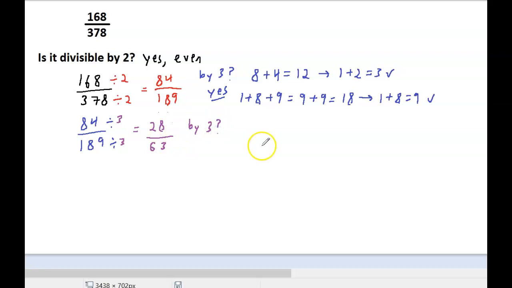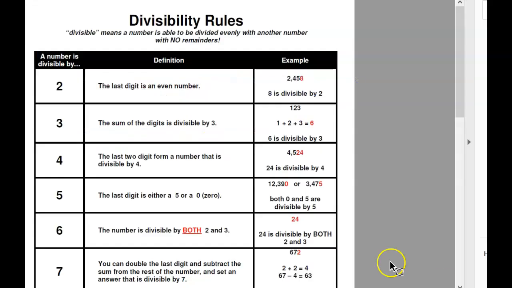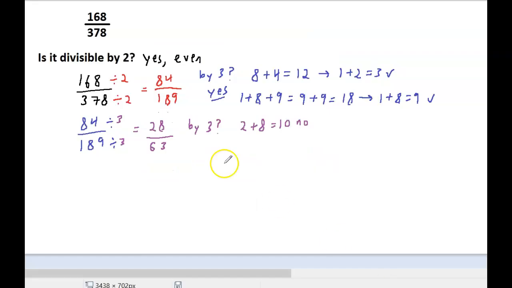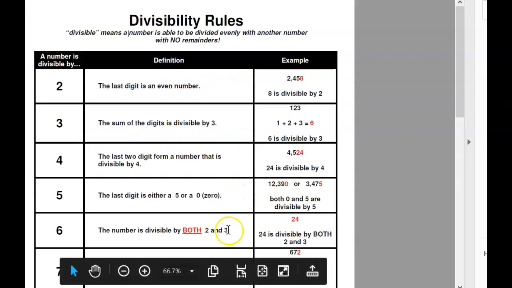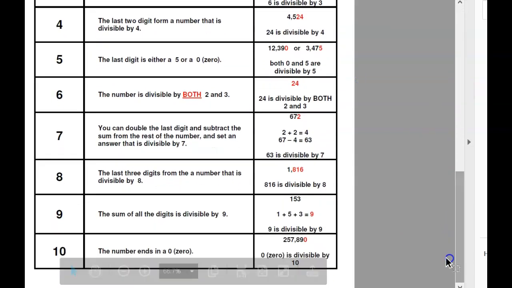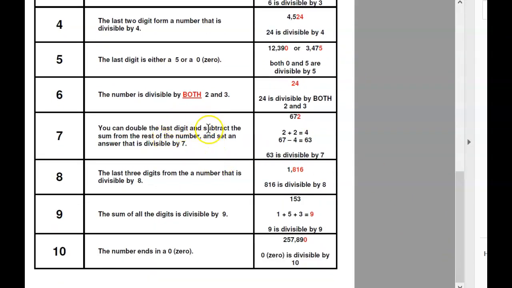We could ask again, is it divisible by 3? So again, if we add up the digits, and if that's divisible by 3, it is. But 2 plus 8 is 10. That's not divisible by 3, so we already know the whole thing isn't. Let's look at 4. That's if the last two digits are divisible by 4. So 4 doesn't work. 5, it doesn't end in 5 or 0. Let's look at 7. Because 6, it would need to be by 3 and 2, and we already know that's not true anymore. So look at 7.